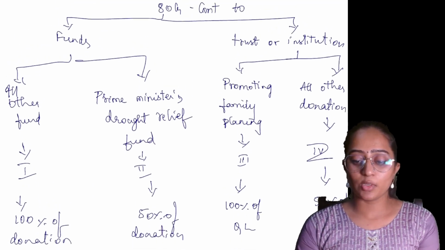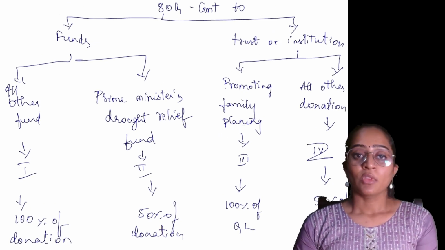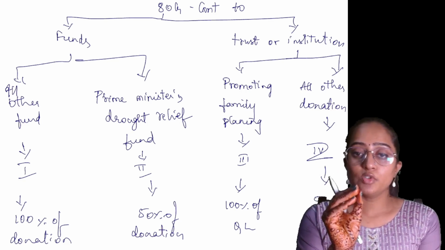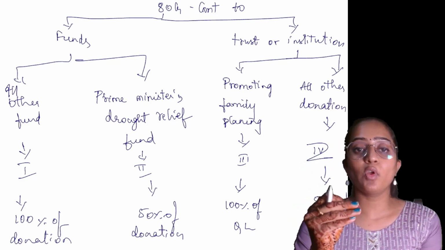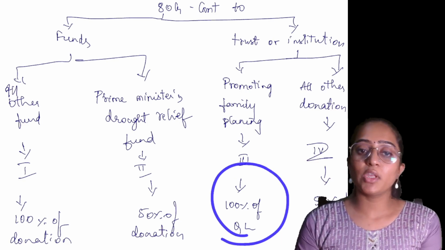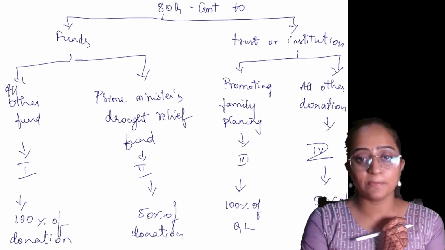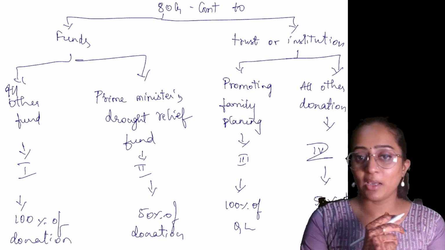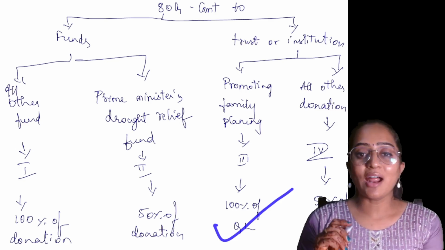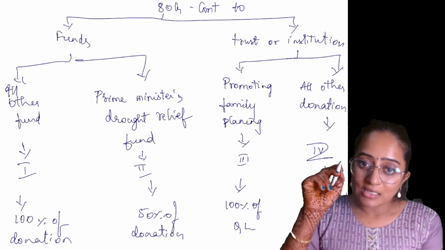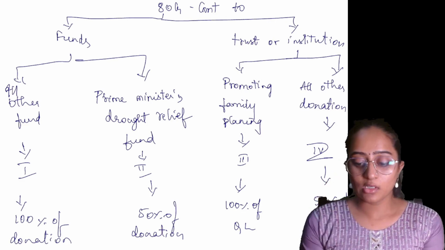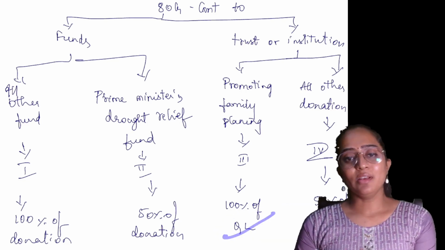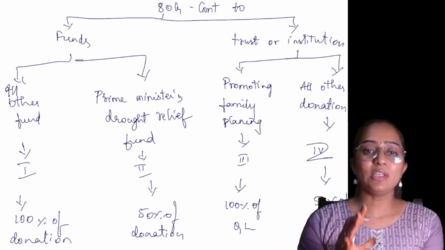Trust or institution is going to be two things: the one promoting family planning, and the rest. If you are making any contribution to a trust or institution, and the trust or institution has the objective of promoting family planning, then 100% of the qualifying limit is available as deduction under category 3. Under category 4, it is going to be 50% of the qualifying limit that will be available as your deduction. If I am speaking about the qualifying limit, people, understand one thing: there are 5 steps that you need to consider to calculate your qualifying limit. If you consider those, then very well, you will be able to complete the question.